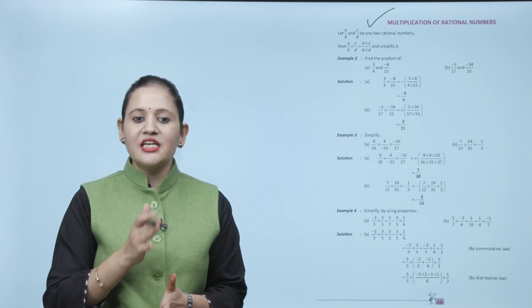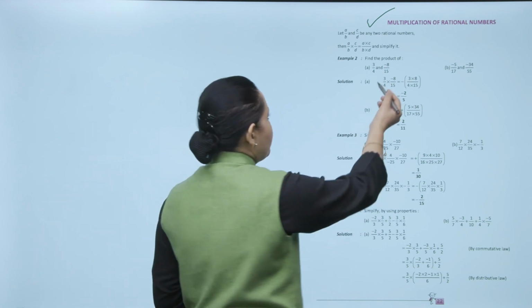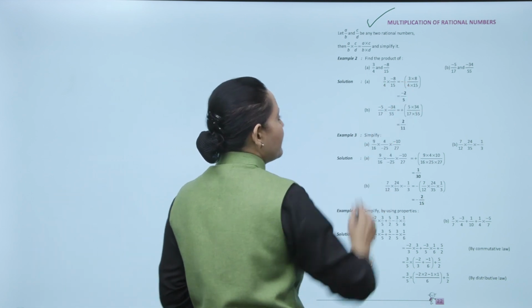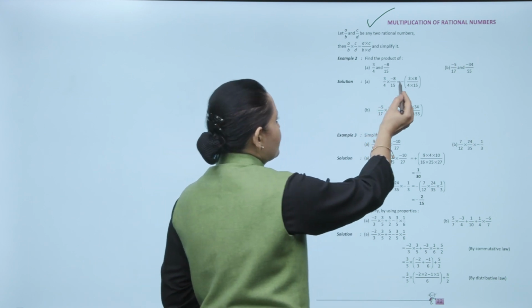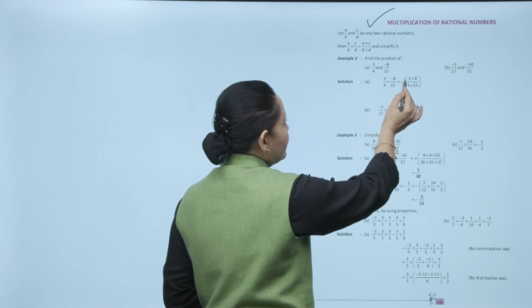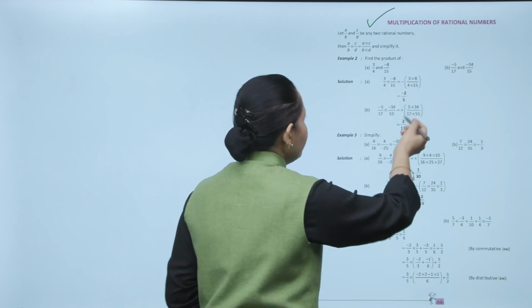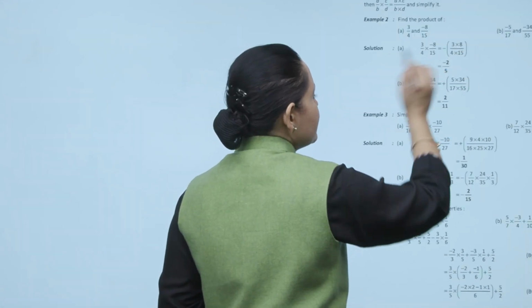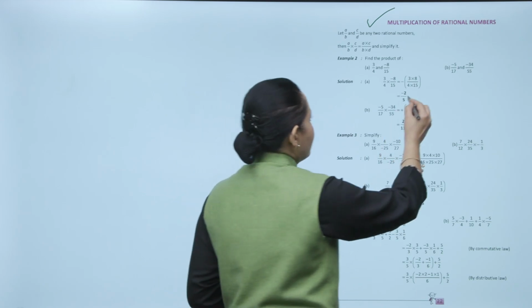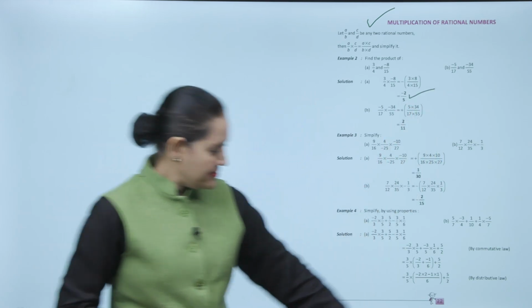Find the product of 3/4 and -8/15. 3/4 multiplied by -8/15. Numerator multiply by numerator. So the minus sign, which is common, we took outside: 3 into 8 upon 4 into 15. Clear? So this will come 24/60. So the answer will be -2/5, that is in simplest form. Clear?